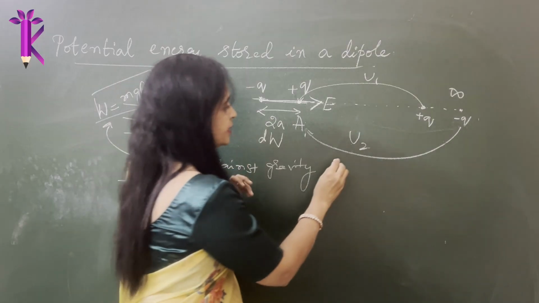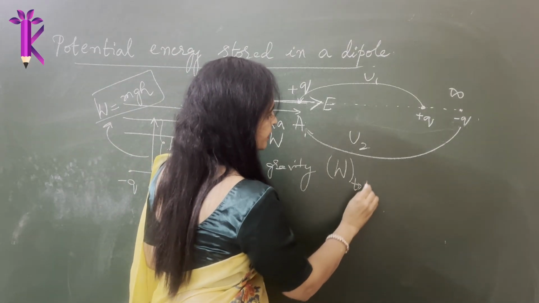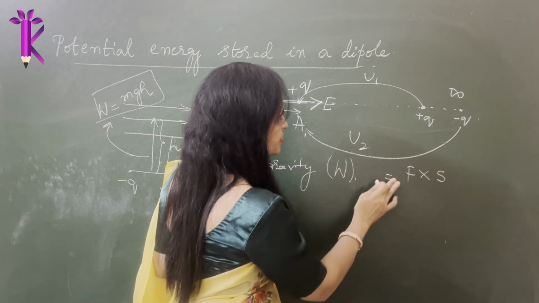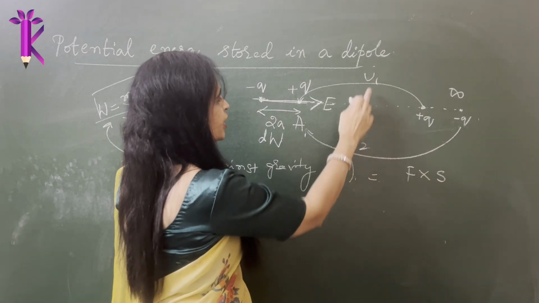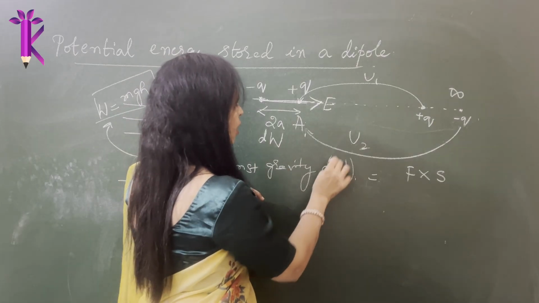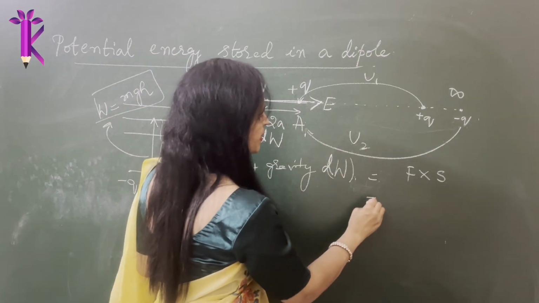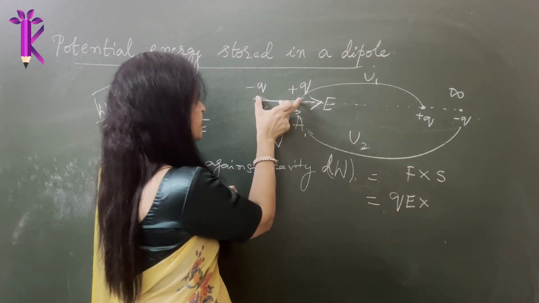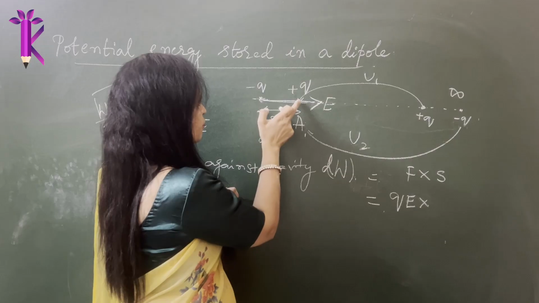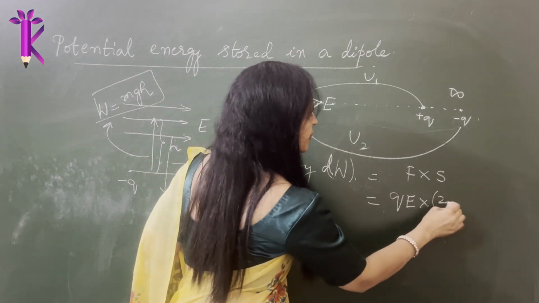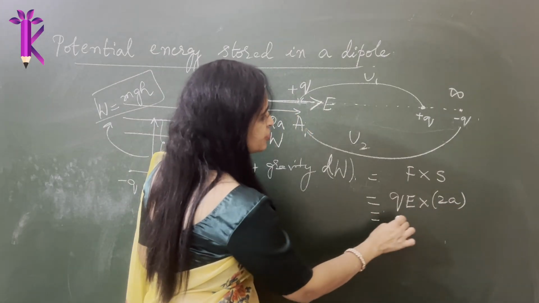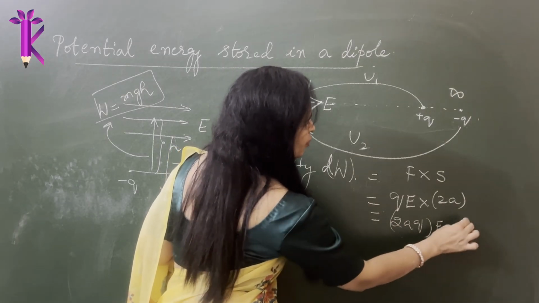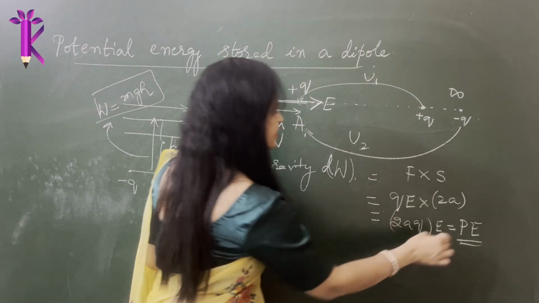So the total work that you do is given by force times the displacement, right? That first work done is force times the displacement. So here you are doing U1, U2 and some dW. So what is this amount of work that you do? Force into displacement. How much is the force? Force is charge multiplied by the electric field. How much is the displacement? You are keeping it at a distance of 2a from the other charge. So it is 2aq times E, which is nothing but dipole moment into E. So this is the extra work that you do.